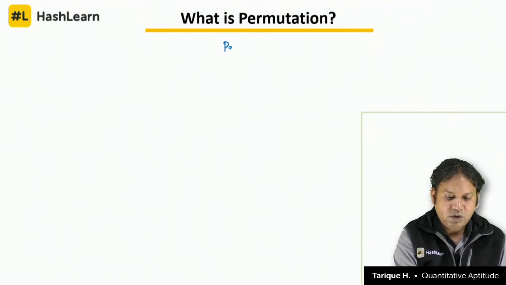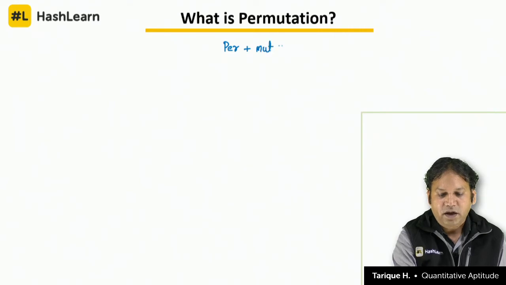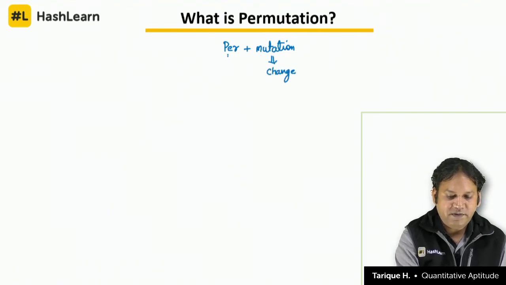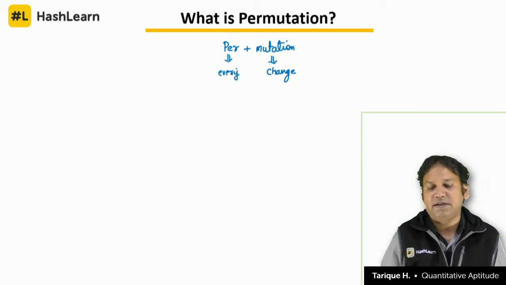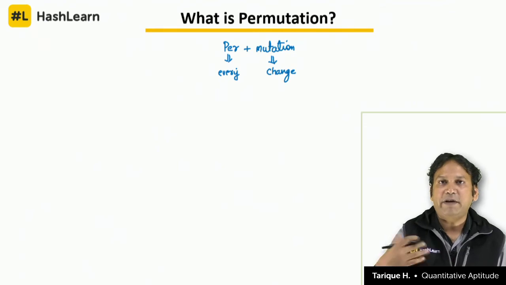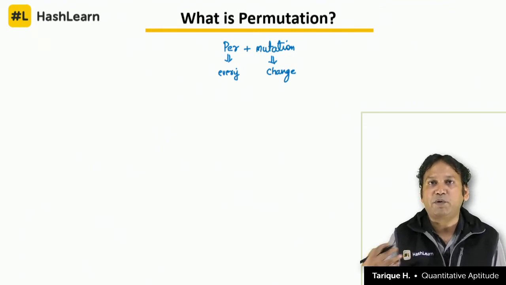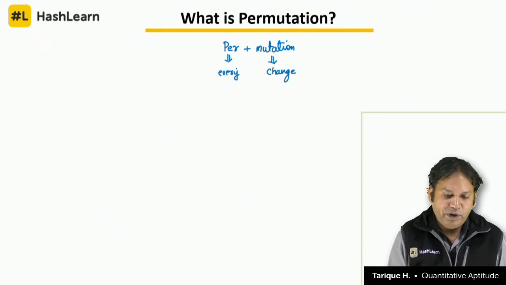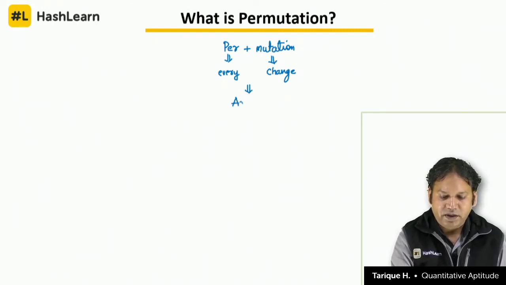So in permutation two words are there, one is "per" and then we have the word "mutation". Now mutation means change, and per means every. So that means we are counting every way in which something can be changed, and the number of ways of doing that is the number of permutations. Clear? So permutation deals with order, it's an arrangement question, the number of ways in which something can be arranged.